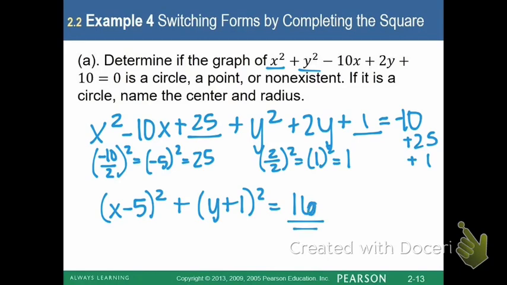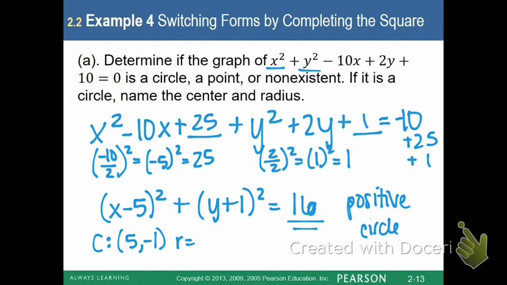Okay, so again, because that is positive, that means that this is going to be a circle. The center here, switch our signs, is 5, negative 1. The radius is the square root of 16, which is 4.